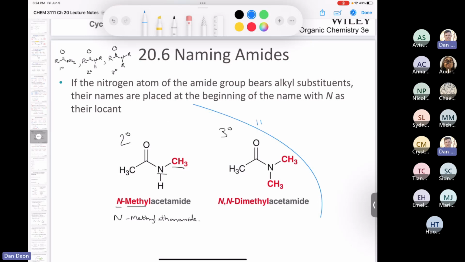Let's say you had this compound where you have your acetamide, but now you've got a methyl group and an ethyl group. You put the two alkyl groups in alphabetical order, so you go from A to Z. So this compound would be N-ethyl, N-methyl acetamide. Or you could call it N-ethyl, N-methyl ethanamide. But you put the two alkyl groups in alphabetical order. That's how you do it if you have two different groups.